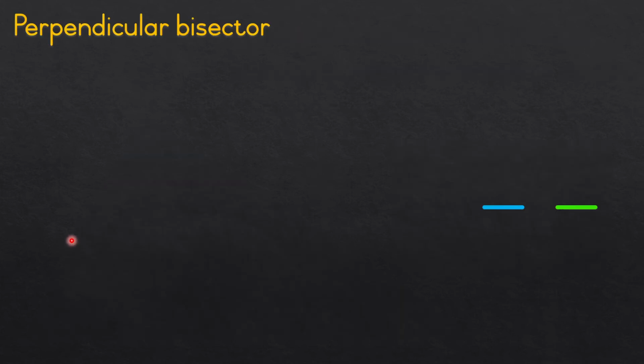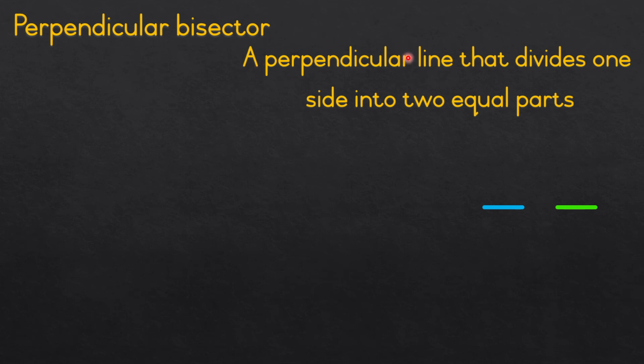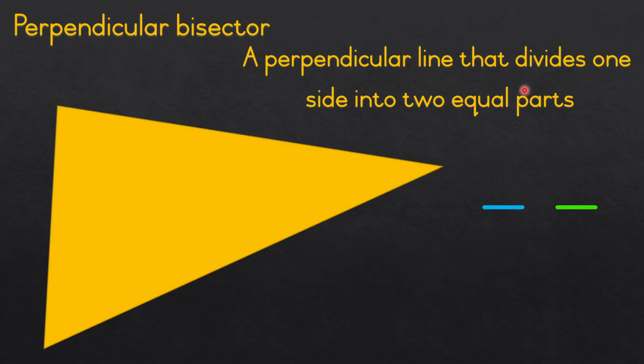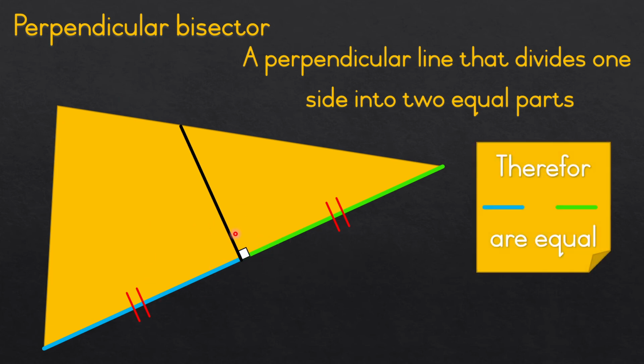The next one is perpendicular bisectors. Perpendicular is 90 degrees. Bisector means divide equally. So it is a perpendicular line that divides one side into two equal parts. There is our triangle. We need a perpendicular line that divides one of the sides into two equal parts. Therefore, this side is equal to that side. It does not mean that this side is also divided in half. It just means that one of the sides is divided into equal parts.